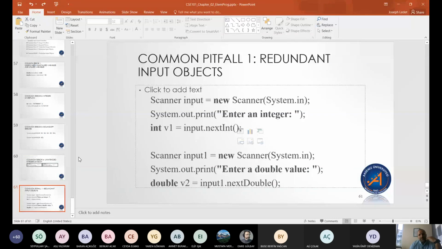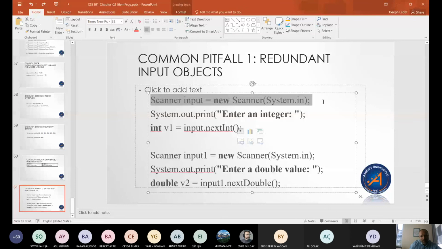One common pitfall, which isn't an error because nothing is going to be wrong, is that we will sometimes create two or more input objects when we don't have to. When we do this through System.in, we don't have to create a new Scanner, a new input object, to get a double value. We can just use the old one again. It's just a constant stream of the input.